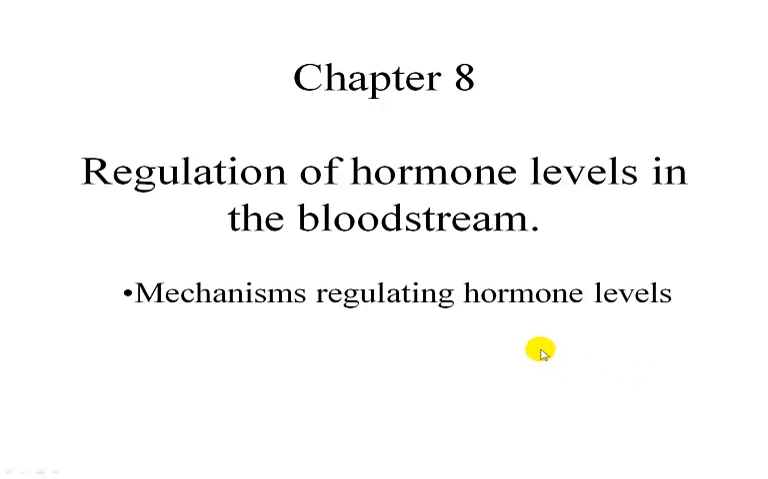Welcome back to our discussion of neuroendocrine regulation. This is Chapter 8, the regulation of hormone levels in the bloodstream. Chapter 7 helped us to understand some of the bases for visualizing in our brains what the plasma concentration might be at any one point in time. And now let's take a little more consideration of the mechanisms regulating those hormone levels.